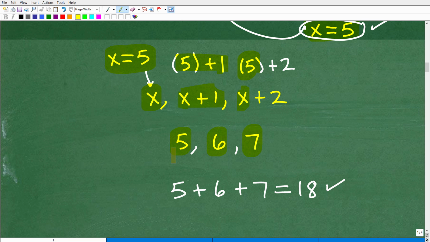Now, remember, in the beginning of this video, I said you can always check your solution. So let's go ahead and add these numbers up and see if we get 18. All right, so here we have three consecutive integers. Let's see if the sum of these three consecutive integers is 18. So we have 5 plus 6, which is 11. 11 plus 7 is, in fact, 18. This thing checks out. So there you go.